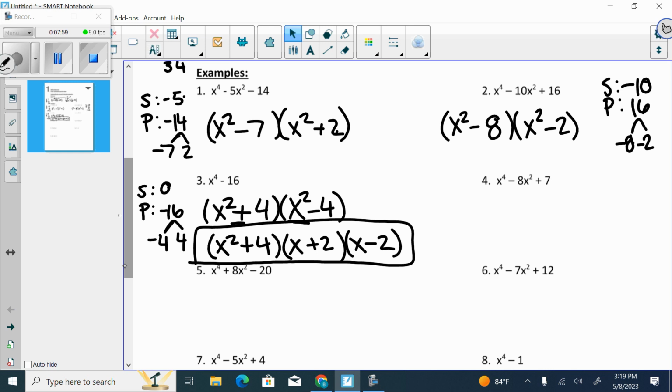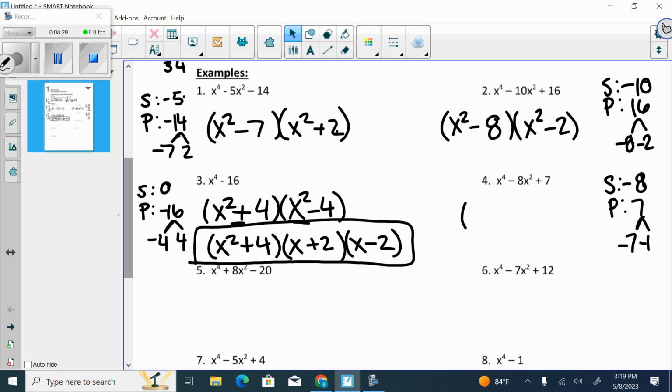All right, for number 4, does this one have a GCF? No. Okay, so what's S? Negative 8, and what's P? Positive 7. All right, so what multiplies to give us 7 and adds to give us negative 8? 7 and 1. Negative 7 and negative 1, right? A negative times a negative gives us a positive. We add, we get negative 8.